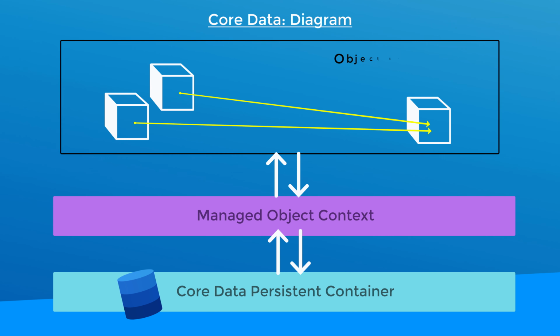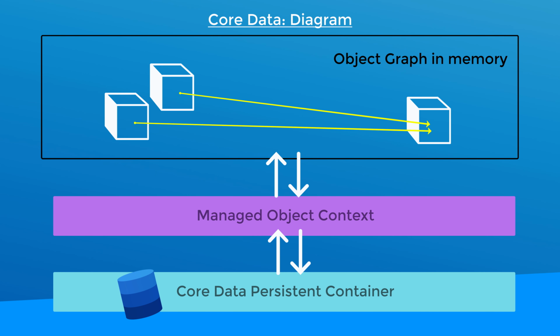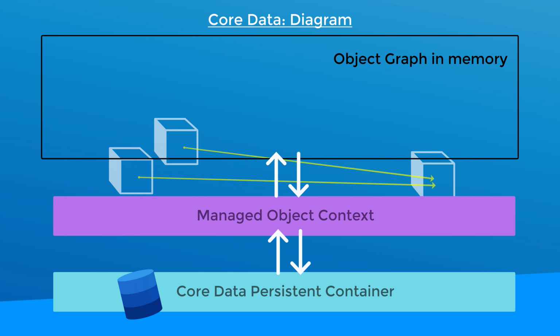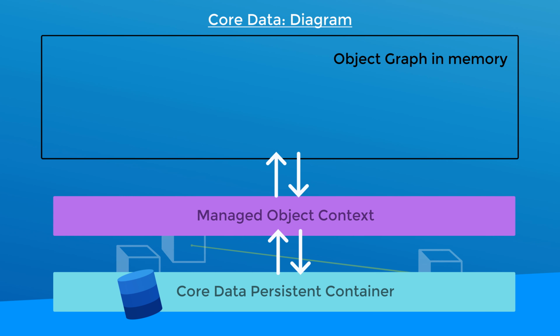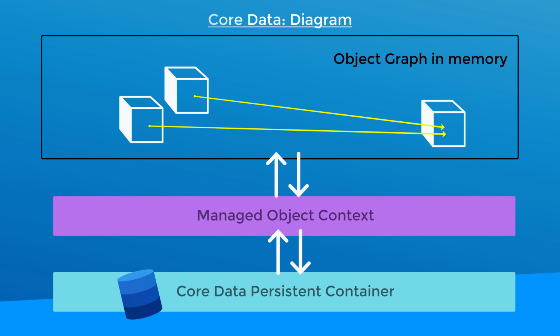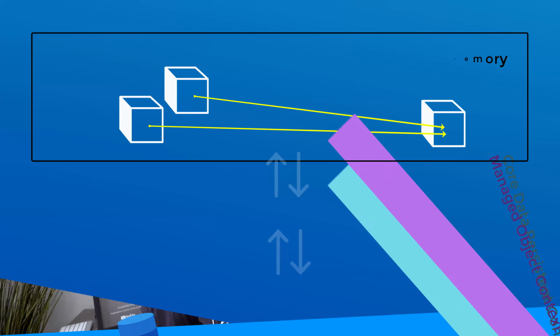Now, these objects in memory, along with how they relate to each other, is called an object graph. When you store the objects into Core Data, all of the data in the properties along with the relationships are preserved. In other words, the object graph. When you retrieve them from Core Data back into memory, you can get them back in the same state they were in before. So that's why they call Core Data an object graph persistence framework.